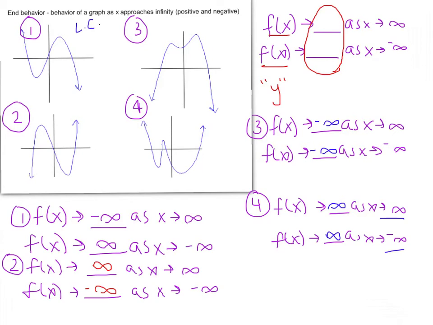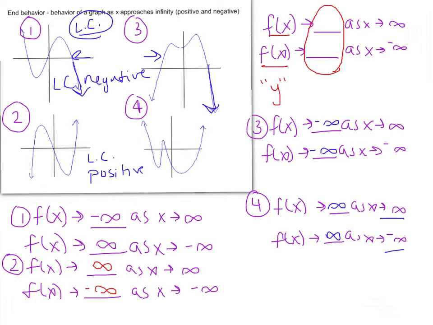The other thing that I want us to be able to identify is what the leading coefficient is. To determine the leading coefficient, we just simply look at the right-hand side of the graph. If it goes up, the leading coefficient is positive. If it goes down, the leading coefficient is negative. So for this graph, the leading coefficient would be negative because the right-hand side is going down. So for these top two graphs, the leading coefficient is negative. For the bottom two graphs, the leading coefficient is positive because the right-hand side is going up.